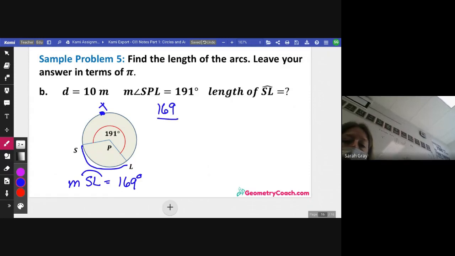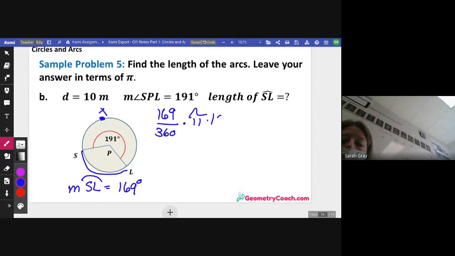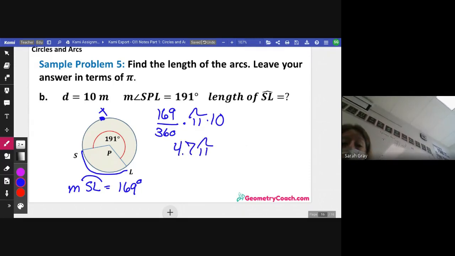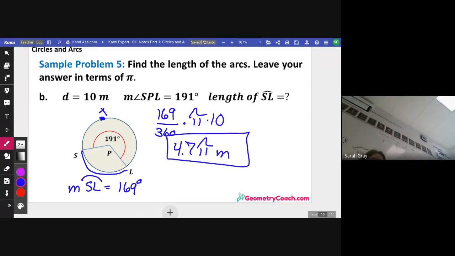So we'll do 169 over 360 times diameter. Sorry, circumference. Part times circumference. So 169 divided by 360. I got 4.7 when I didn't multiply by the pi. So 4.7 meters is how long it is from S to L.